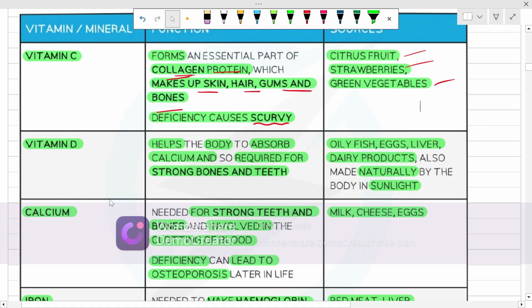The next vitamin is vitamin D. Vitamin D helps the body to absorb calcium and it is required for strong bones and teeth. Sources of vitamin D are oily fish, eggs, liver, dairy products, and you can also obtain vitamin D naturally from sunlight.